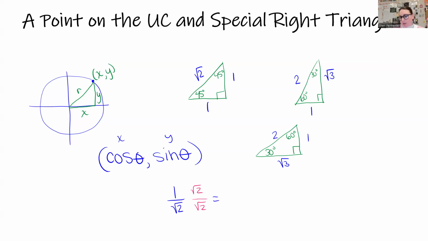And we end up with, in the numerator, 1 times the square root of 2, which is the square root of 2. And then in the denominator, we would get square root 2 times square root 2, which you multiply the stuff underneath the radical. So 2 times 2 is 4. What's the square root of 4? 2. That's why you see this value on the unit circle. It's the same thing.